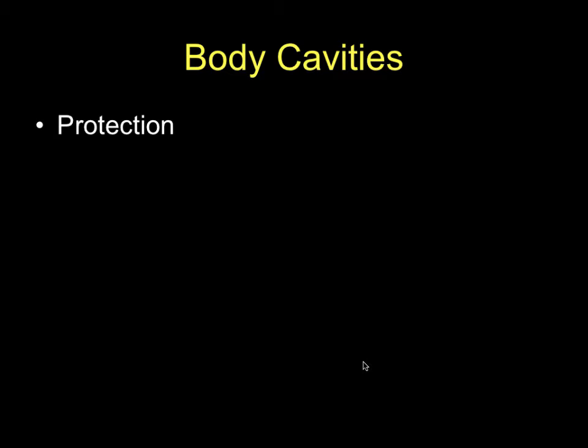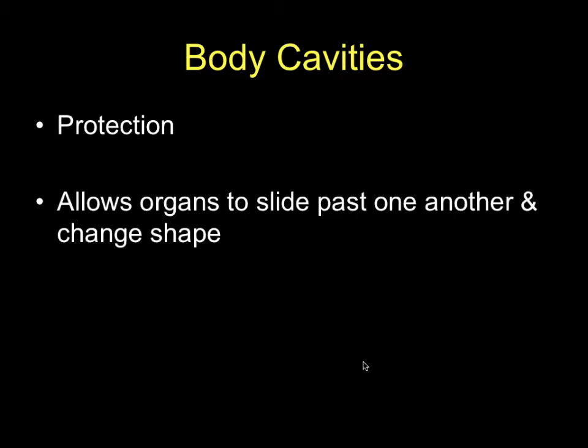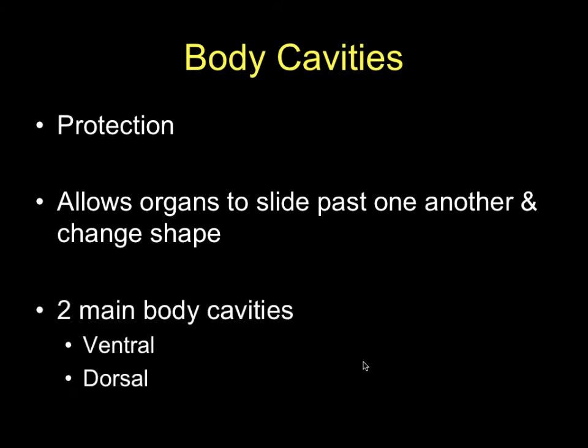The body cavities of the animal are involved in several aspects. In addition to just containing the organs and keeping those in place, we also have protection. There is some degree of movement that takes place of organs past one another, and a certain degree of flexibility when it comes to movement for the vertebrate animal itself. And we have two main primary body cavities.